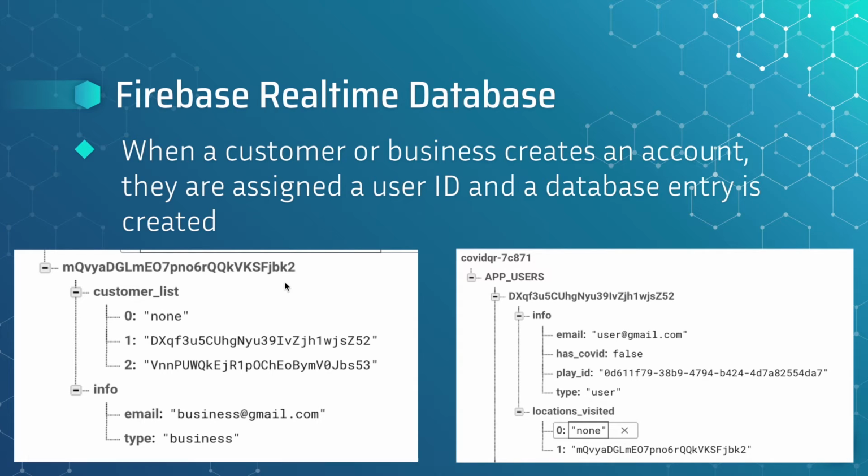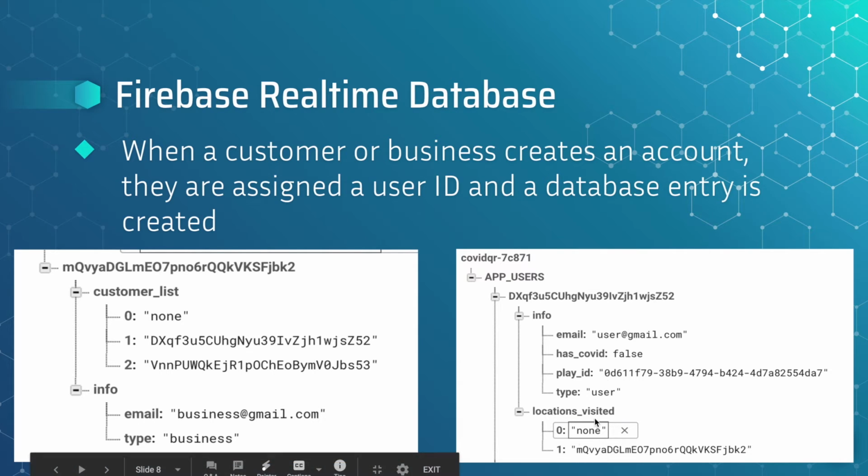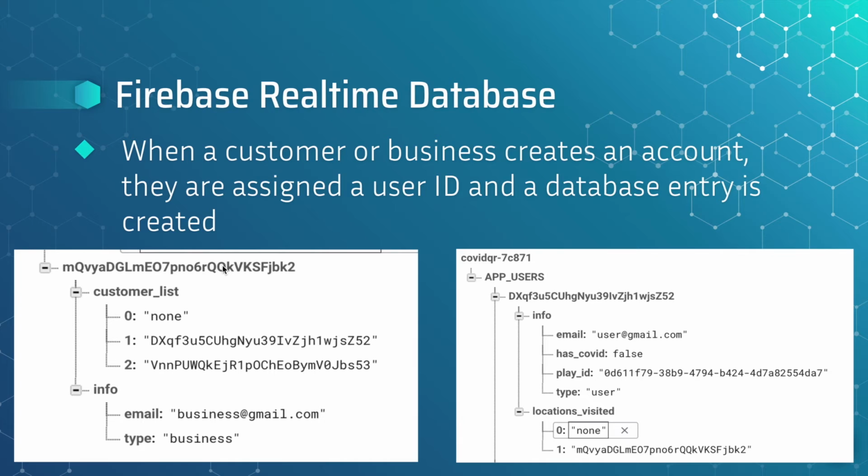As you can see, the customer list on the left contains the user ID on the right, and the locations visited list on the right contains the business ID on the left. What that means is that the customer on the right has visited the business on the left.